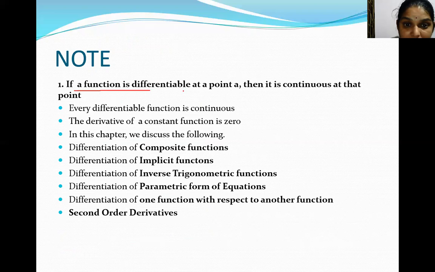Now note some important points. If a function is differentiable at a point a, then it is continuous at that point. This is one point. Every differentiable function is continuous. I discussed it already. The derivative of a constant function is 0.